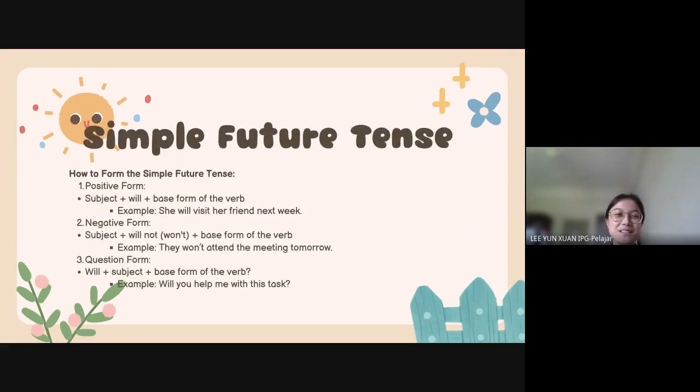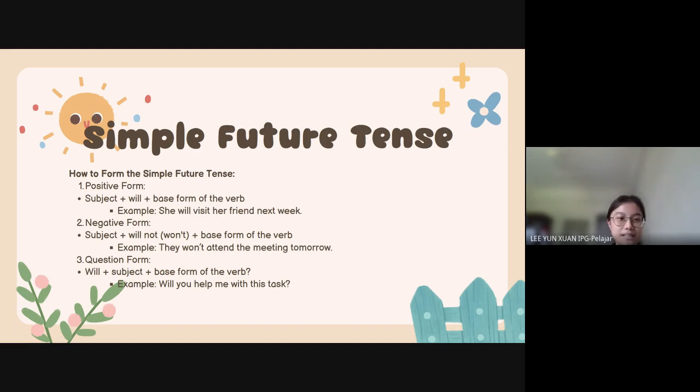So how to form the simple future tense? There are three forms of simple future tense. The first one is positive form. The subject plus will plus base form of the verb will become positive form. And the example is she will visit her friend next week. And the second form is negative form, which is subject plus will not, which is won't, plus base form of the verb. And the example sentence is they won't attend the meeting tomorrow.